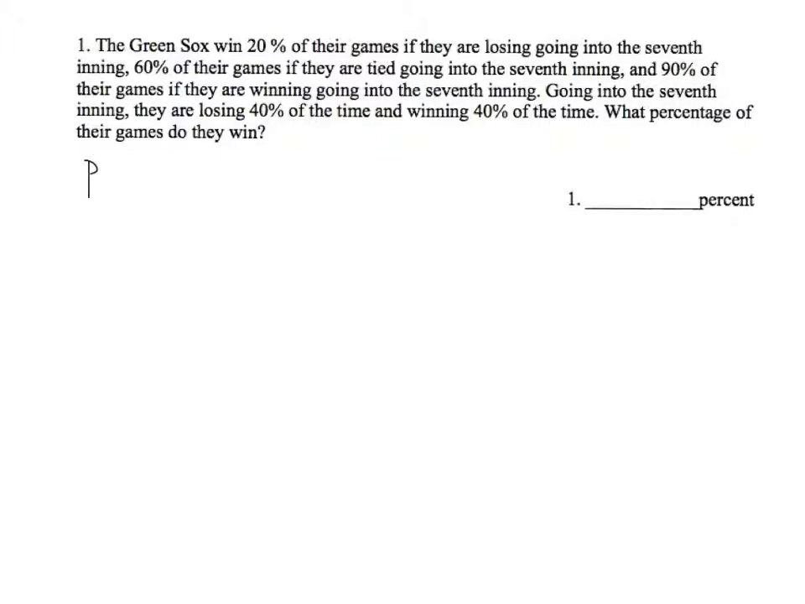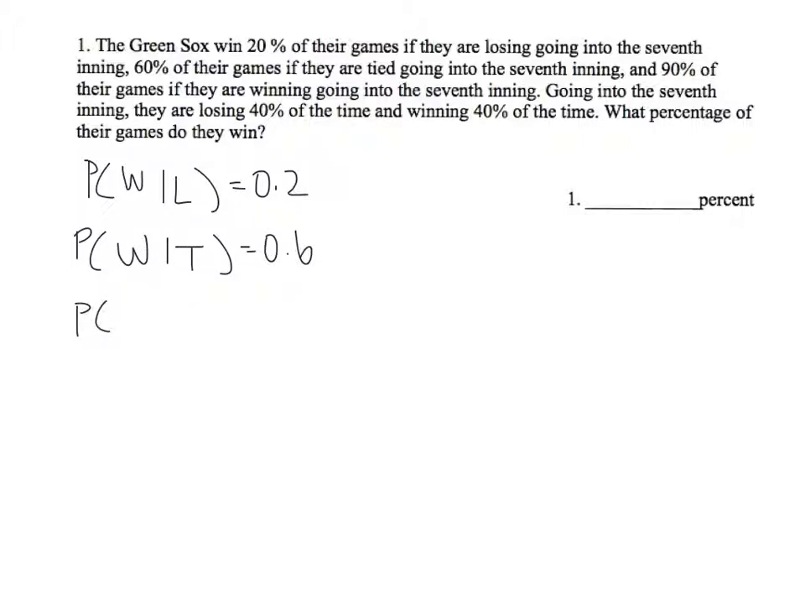We are told that if the Green Sox are losing when they go into the 7th inning, the probability that they are going to win is 0.2. Then we are told if they are tied going into the 7th inning, the probability that they win is 0.6. Lastly, we are told that if they are winning going into the 7th, then the probability that they win is 0.9.